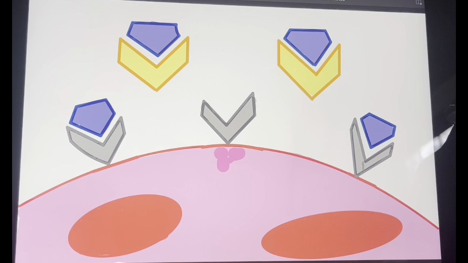OPG, represented by those yellow V's, monitors this by mimicking RANK and by binding to RANK ligand in order to prevent too much RANK ligand binding on the outside of osteoclasts so that the osteoclasts don't over-resorb the bone.